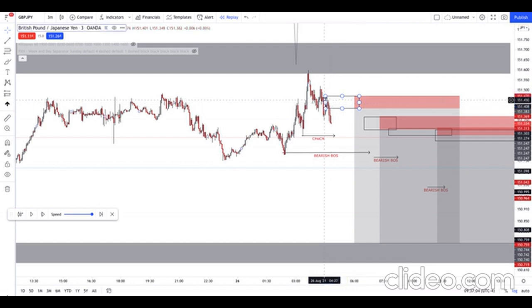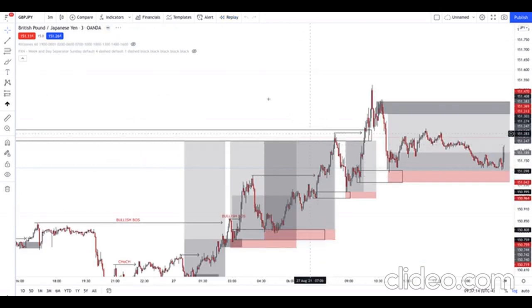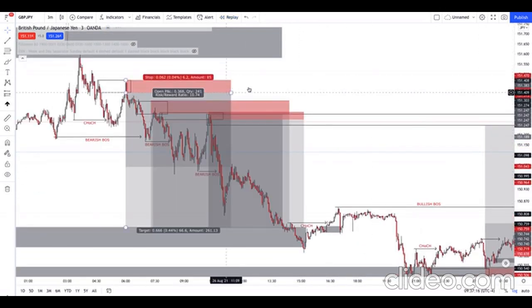However, you'll set your stop loss at the wick above here, right? So we took entry of this and we set a stop loss right there. Alright, but now let's remove replay mode and move over to the next position you could have stacked your trade in.